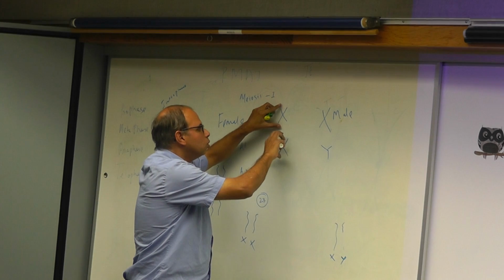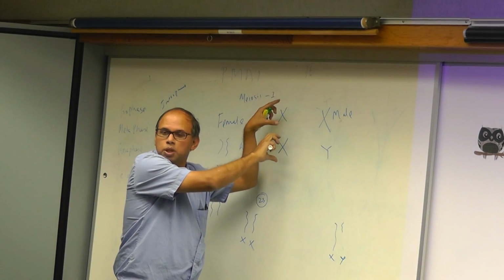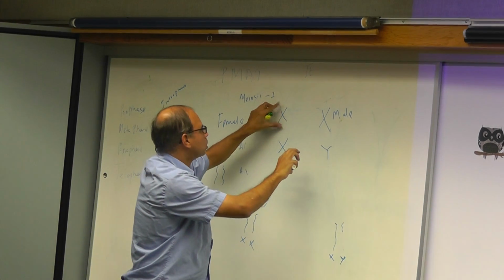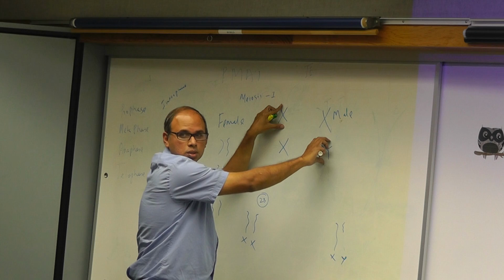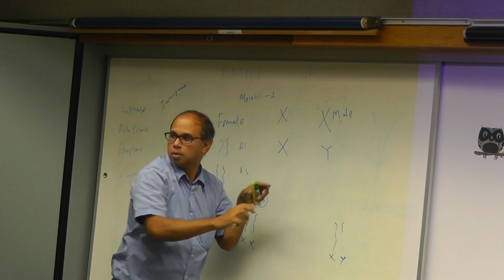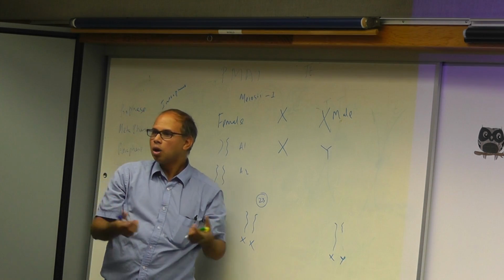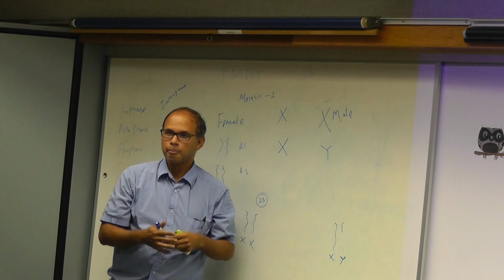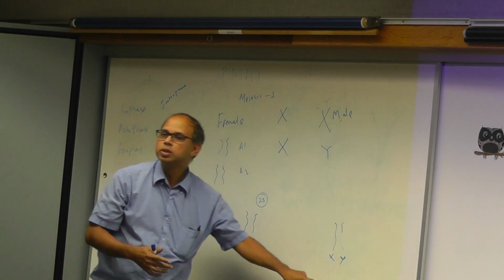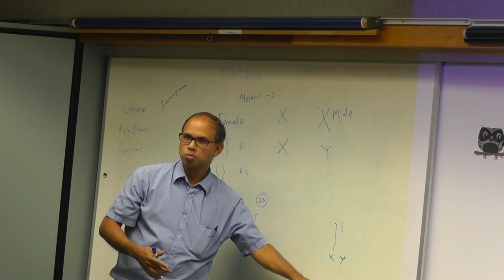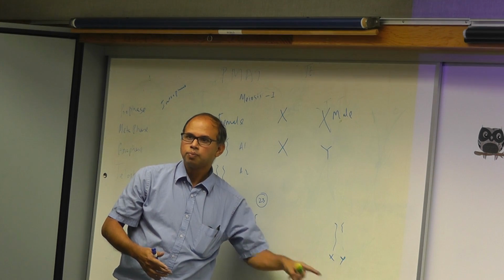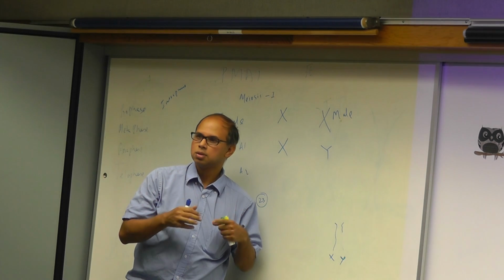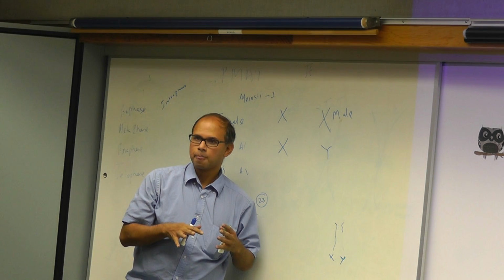So when these two fuse, what would be the gender of the child? Female. But suppose this fuses with this, what would happen? Male. Right? So that's how you have males or females in human beings. Because of this difference in chromosomes, the chromosome structure, there's something else interesting that happens.